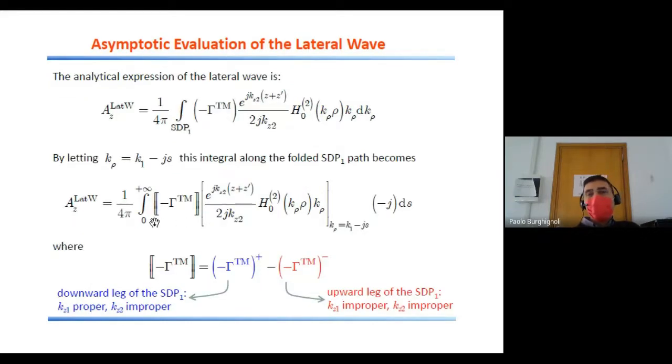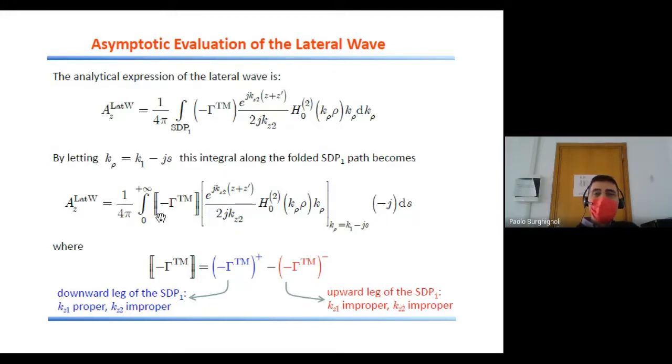This kind of folding of the integrand needs to be performed, however, only on the reflection coefficient gamma, because that is the only place of the integrand where square roots occur. So where the evaluation is different if it is performed on the proper sheet or on some improper sheet. For all the rest of the integrand, this kind of thing is immaterial. So you can simply evaluate it by letting k rho be equal to k1 minus js. Finally, you have to change your integration variable. So the Jacobian in this case is given by the constant minus j.